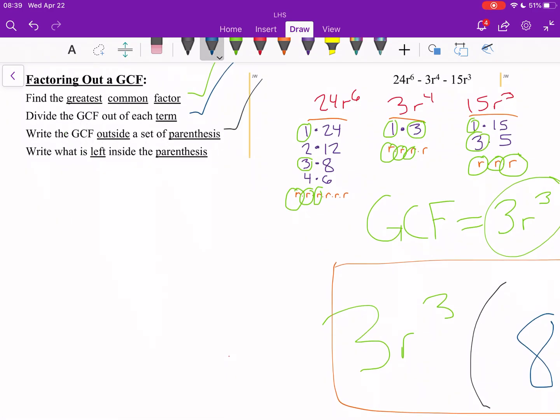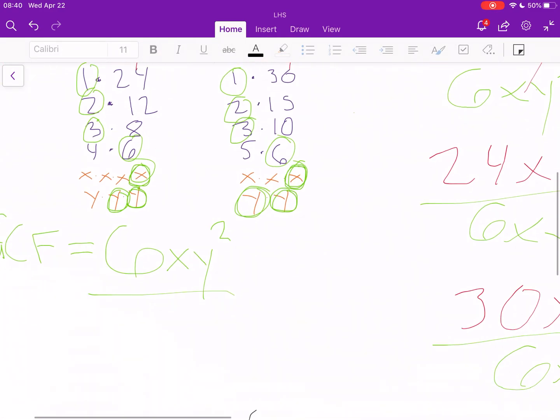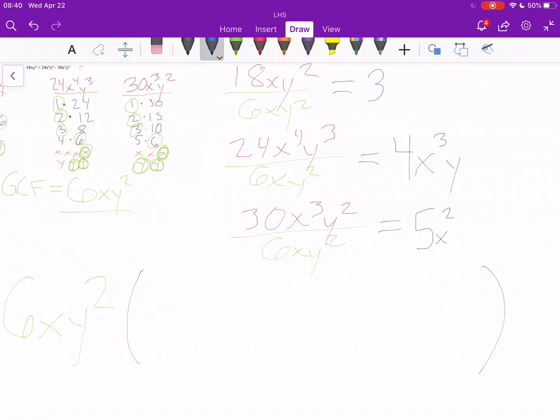Boom. Finally, we need to write what is left. What was left was that stuff in blue after we divide it out. So we're writing what's left after we divide the greatest common factor out of each term. What's left inside the parentheses. So each of the items I wrote in blue on the far right are going to go into the parentheses. And I'm making sure to leave room to separate the terms. So there's 3. There's 4x to the third y, and there's 5x squared, leaving lots of space there.